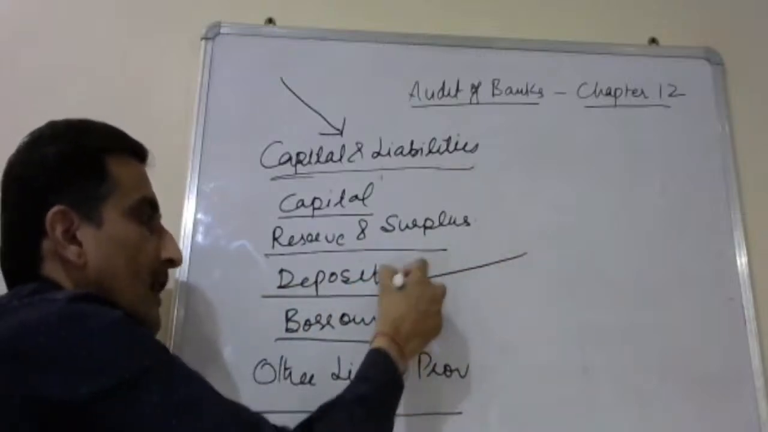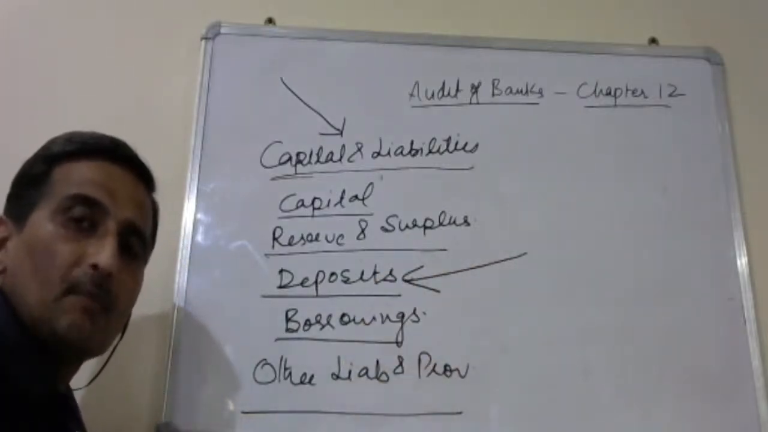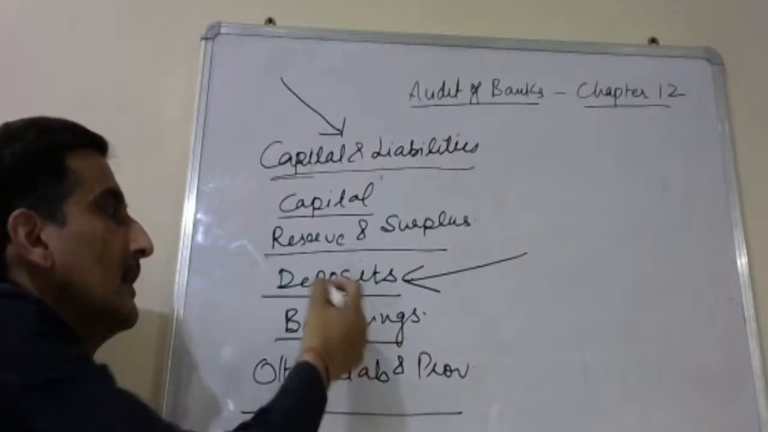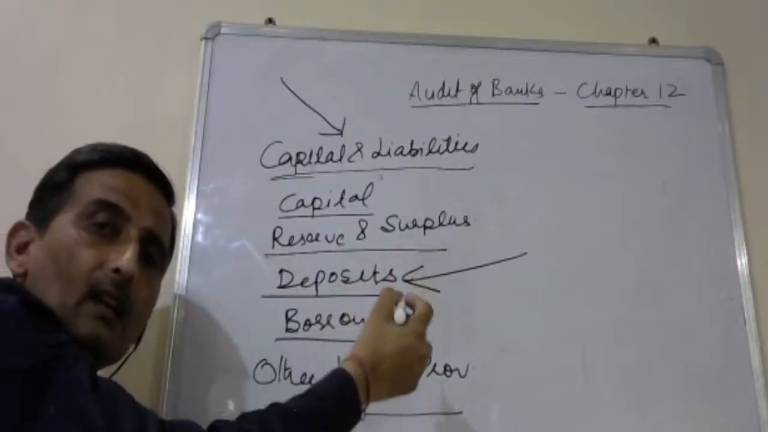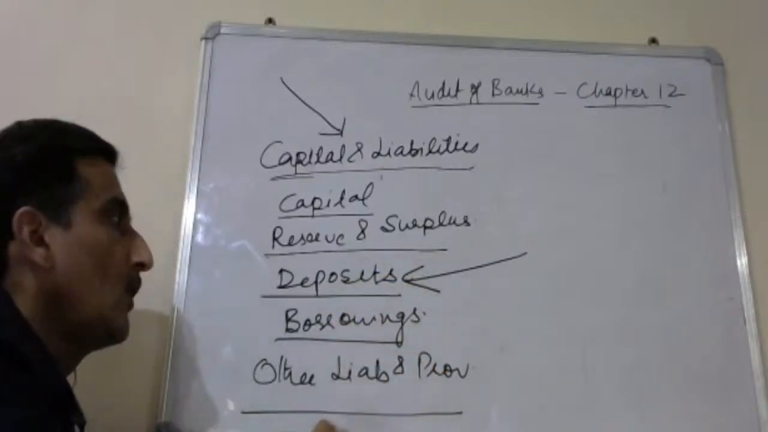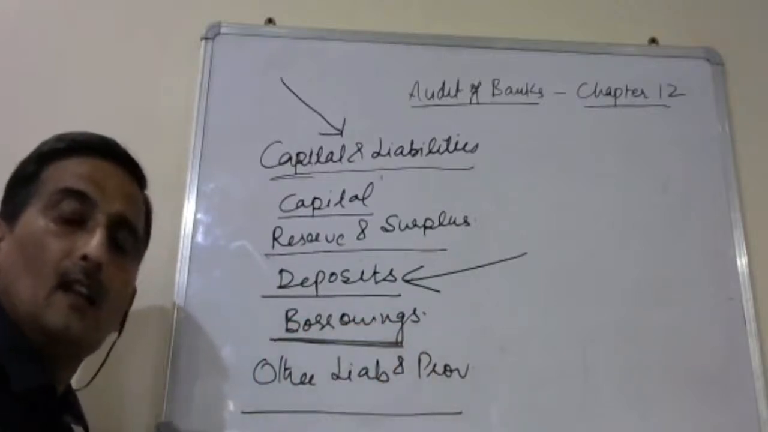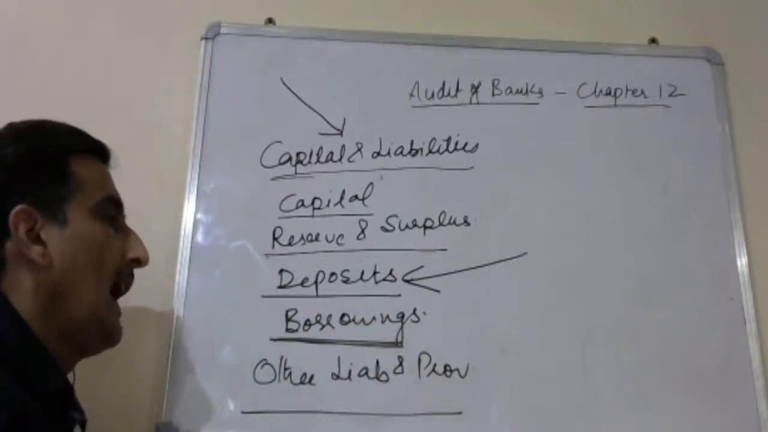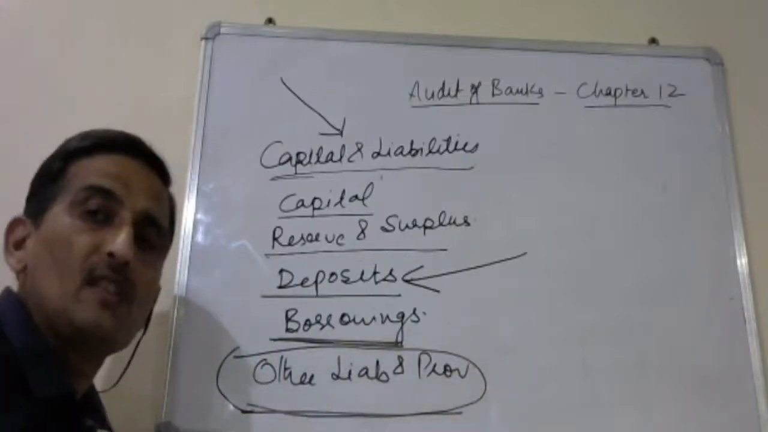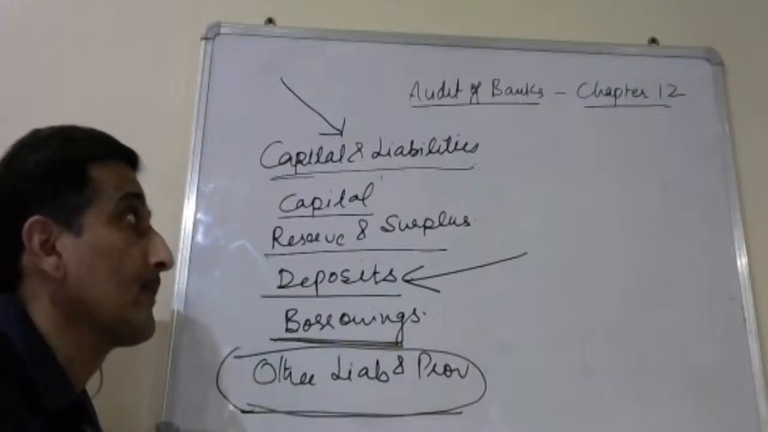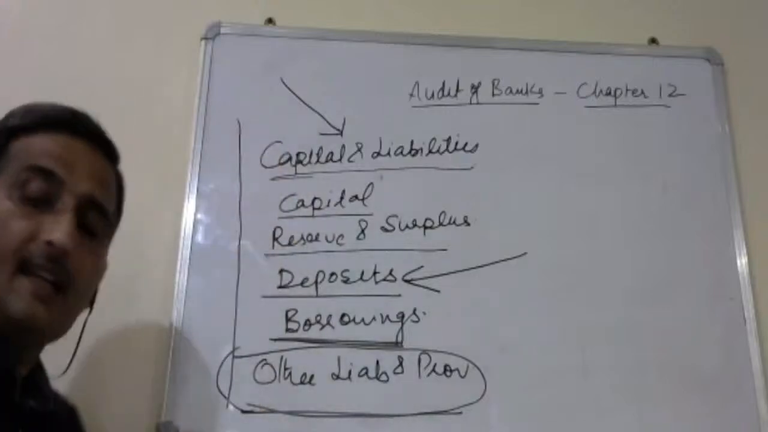Now deposits are what is accepted from the public, or from other banks. So these include savings accounts, current accounts, and fixed deposits. Borrowings are amounts borrowed by the bank. Other liabilities and provisions include expenses payable, provisions, income tax provisions, and a residuary head. So these are the main capital and liabilities.